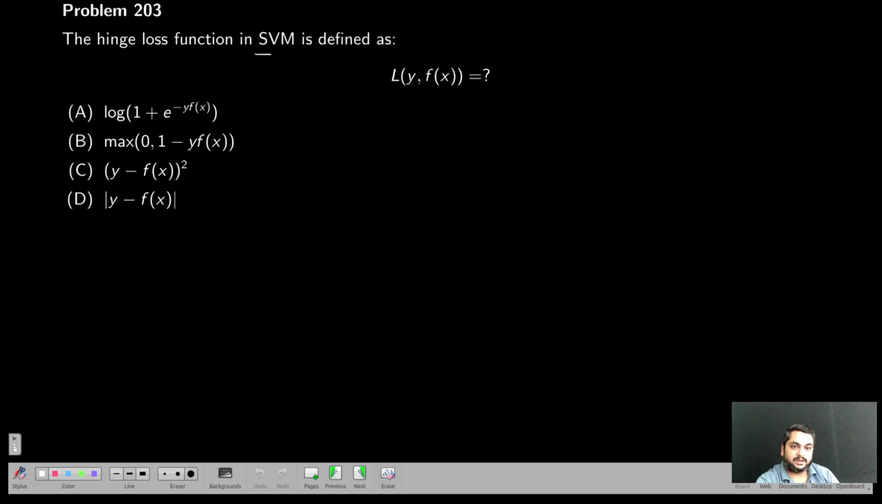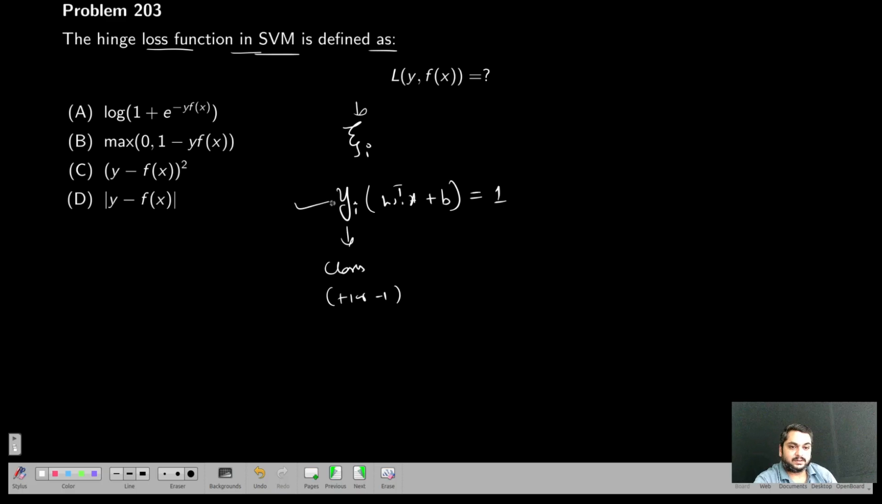The hinge loss function in SVM is defined as... hinge loss will occur in your soft margin SVM. So hinge loss is nothing but this violation, how much violation each data point creates, zeta i. How can you find this? See, we have our constraint as yi, that is class, it can take +1 or -1, then we have W transpose X plus B. This is equal to 1, this is the constraint minus this zeta i for soft margin.